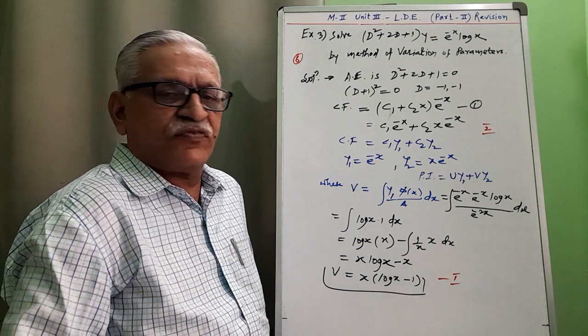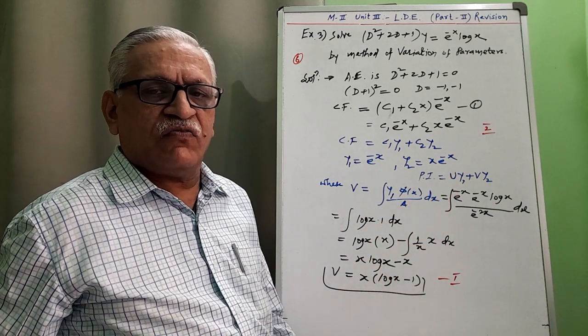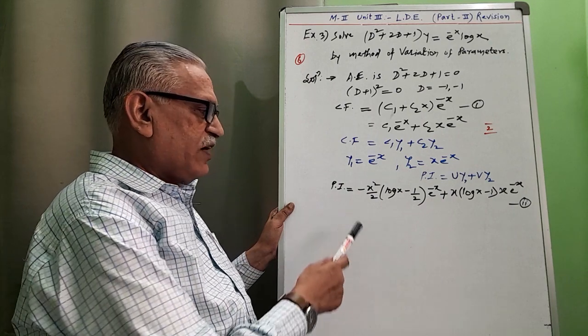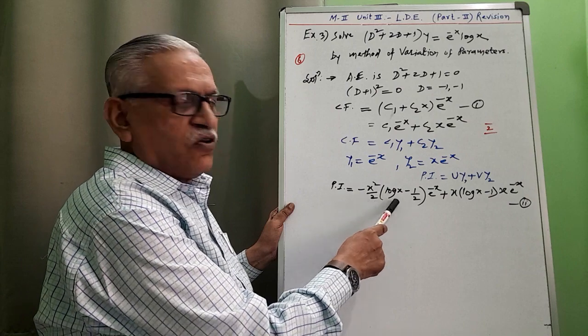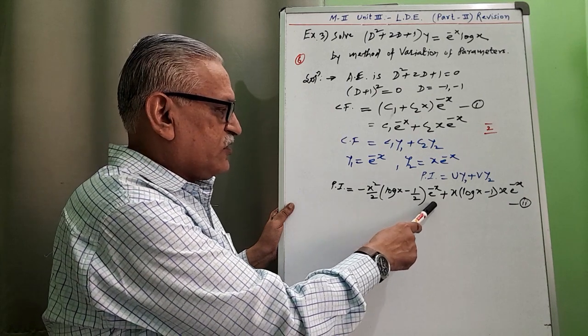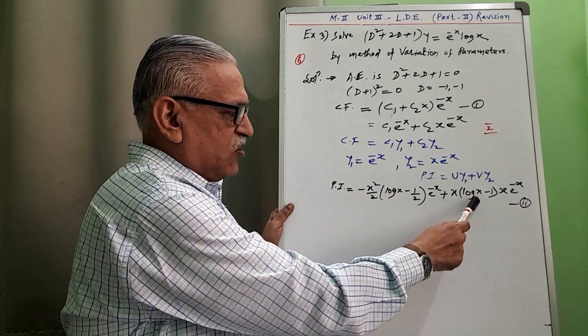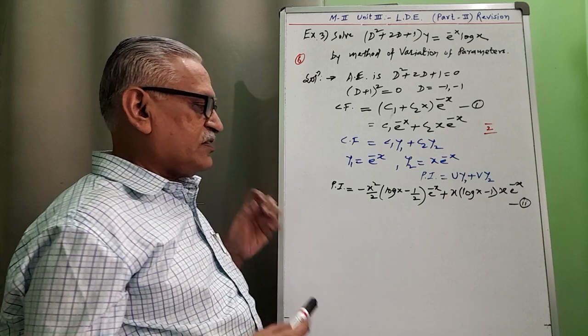and then substituting these values here in this pi equation, substituting the values of u, y1 and v, y2, we get pi as minus x square by 2 into log x minus 1 by 2 into y1, e raised to minus x, plus v, x log x minus 1 into y2, x e raised to minus x, as equation number 2.